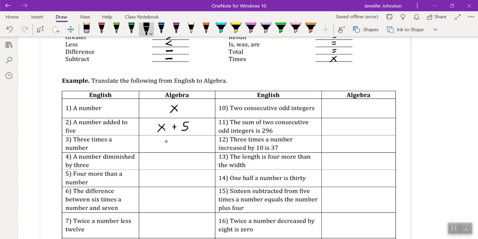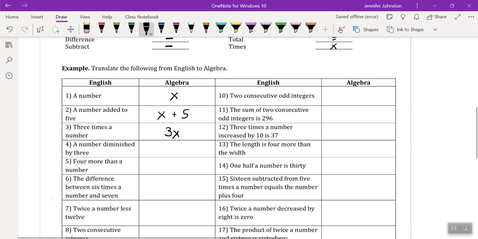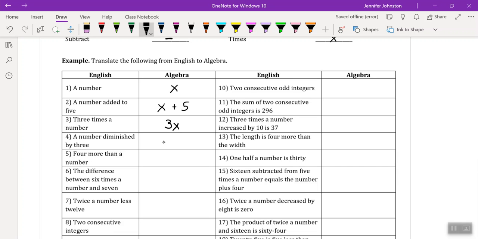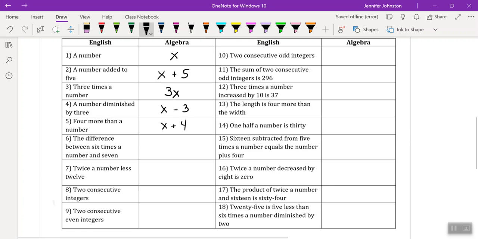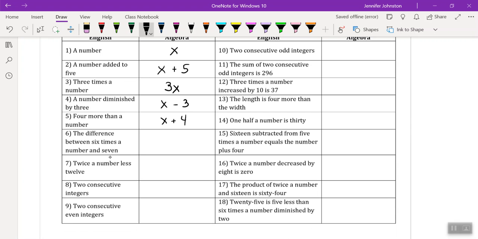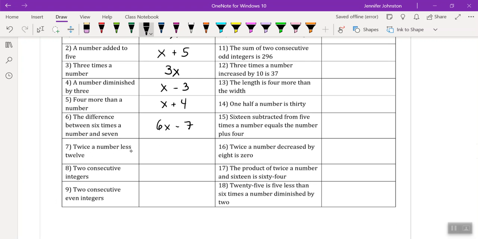3 times a number, 3x. A number diminished by 3, so a number like 7 diminished by 3, we get the number 4. So if we had 7 in here, 7 minus 3 is 4, diminished meaning subtraction. 4 more than a number, so we would be adding 4, so you could have 4 plus x or x plus 4. The difference between 6 times a number and 7, so we're doing 6 times a number, subtract 7. Twice a number less 12, so 2 times x, subtract 12.